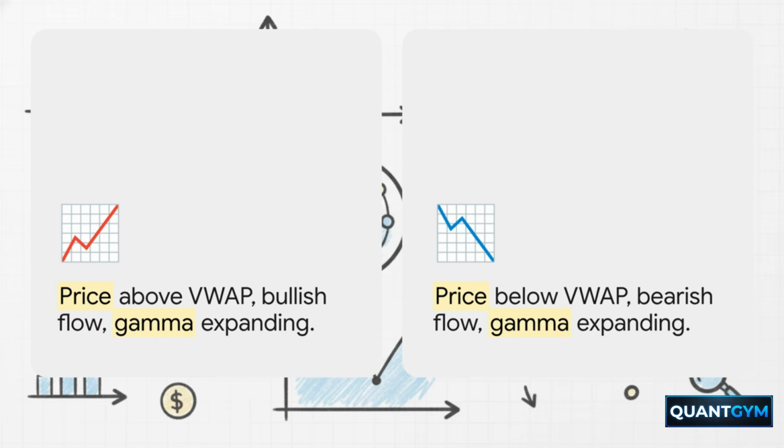Now, for a short signal, it's the exact mirror opposite. Price below VWAP and trend, bearish flow, and active gamma expansion. The system absolutely insists on structural harmony, no exceptions.